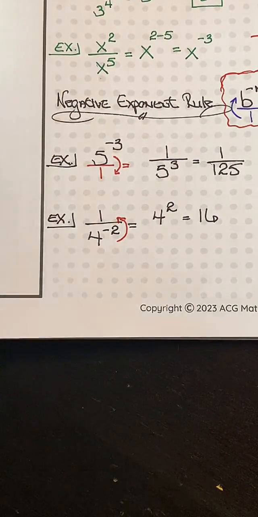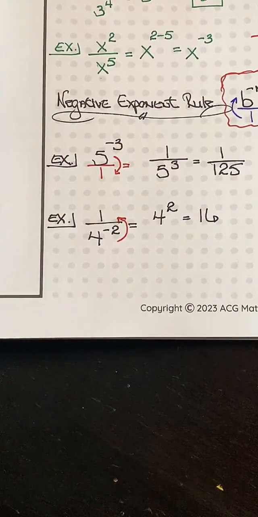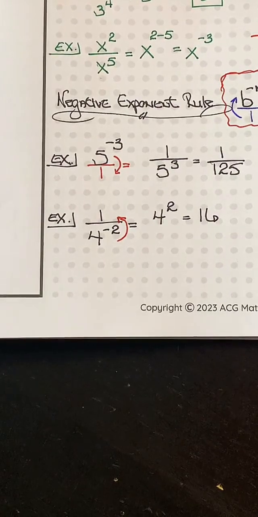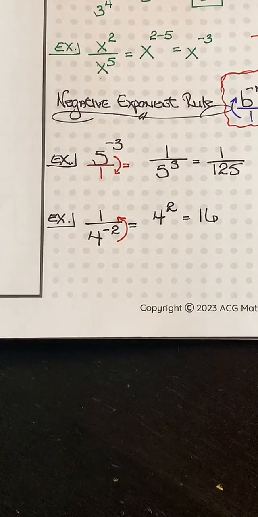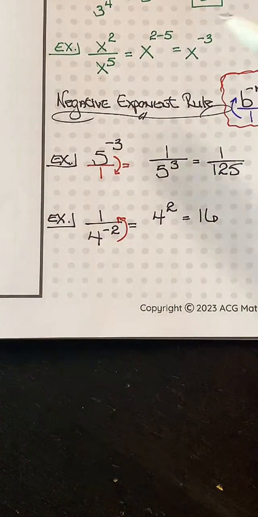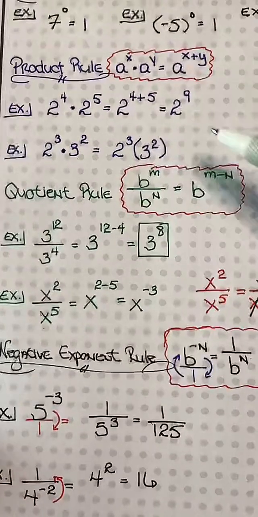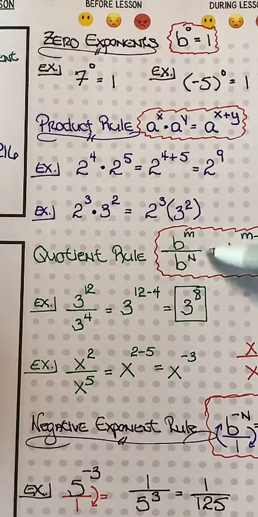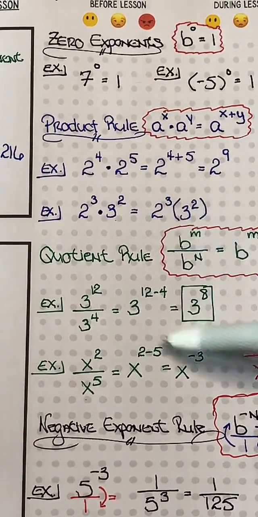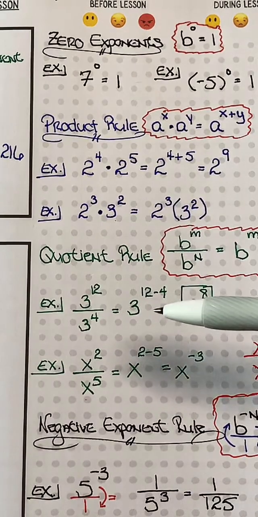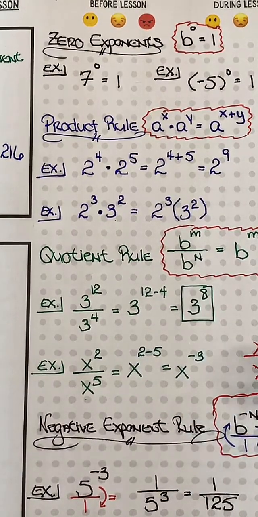All right, so we did the negative rule, we did the zero rule, we did the product, we did the quotient. Now we're going to take it a step further, especially with the product and the quotient rules. There's an extension of these, and it involves a parenthesis. So before I get to that, let's take a look.